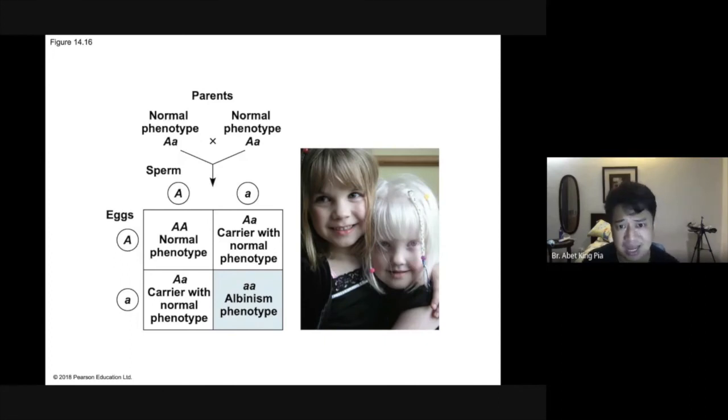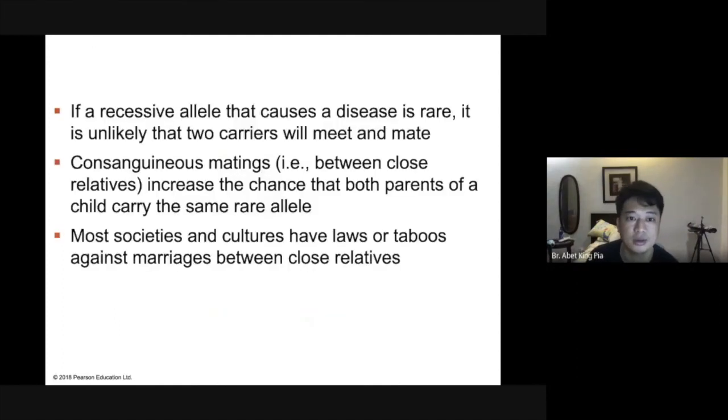Siguro naman may intindihan na natin yan because we have the basic understanding of a monohybrid cross, a simple monohybrid cross. So we have a normal phenotype and a 50% chance that you are a carrier of the disorder, and 25% chance that you can have albino offspring. So if a recessive allele that causes a disease is rare, it is unlikely that two carriers will meet and mate.